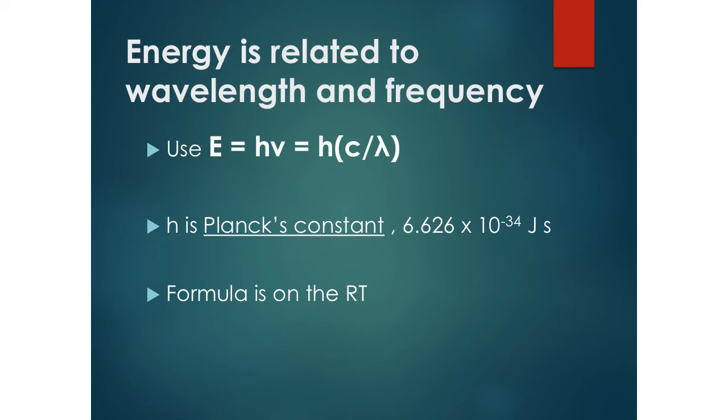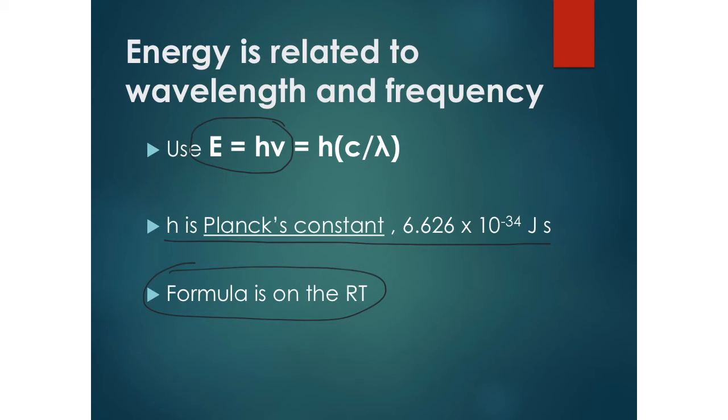We can also calculate the energy of a wave. So we're going to use this formula that is on our reference table. It's E is equal to h, where h is Planck's constant, the value given on your reference table, times frequency. So even if we have wavelength, you can get from wavelength to frequency and then to energy. Just like our other formula, this formula is on the reference table, so we do not need to memorize it.